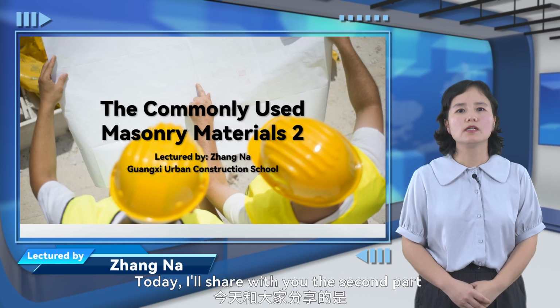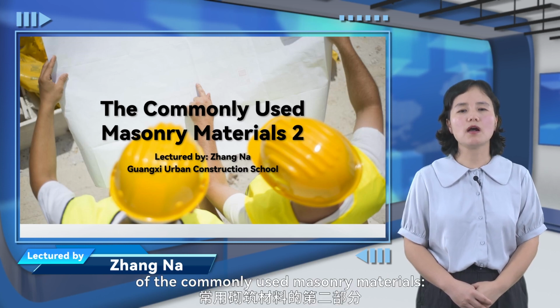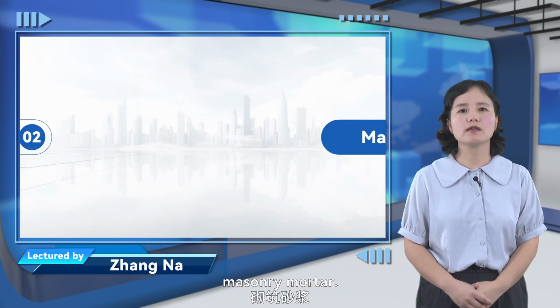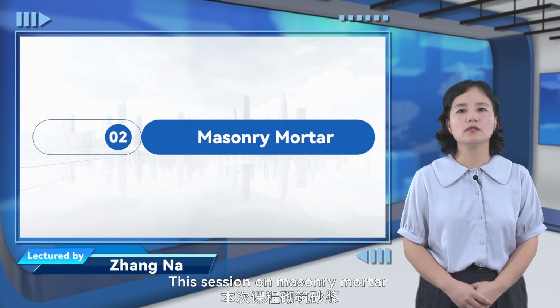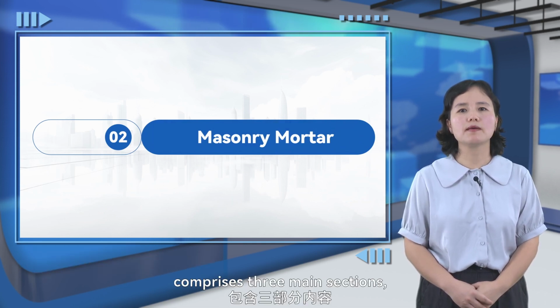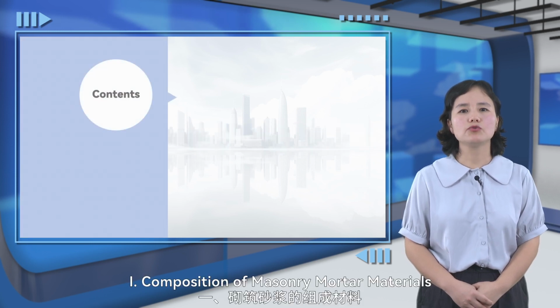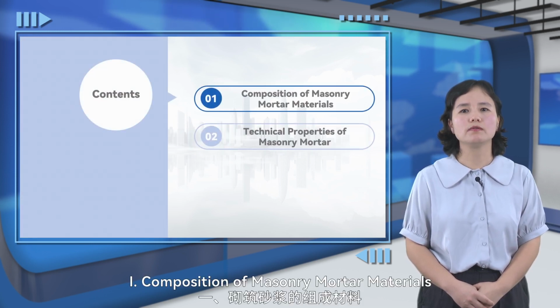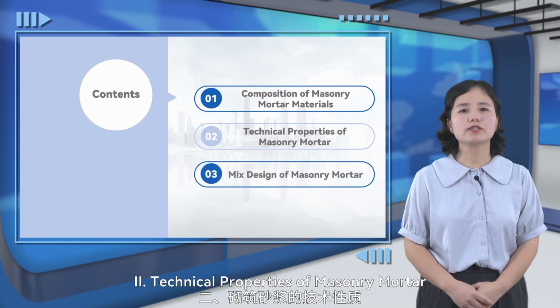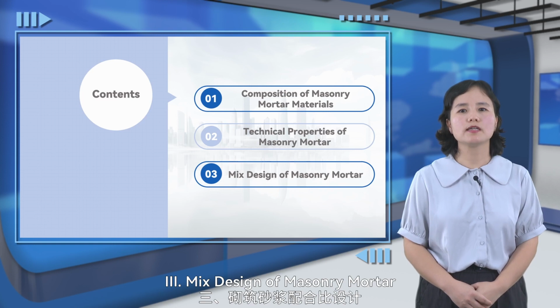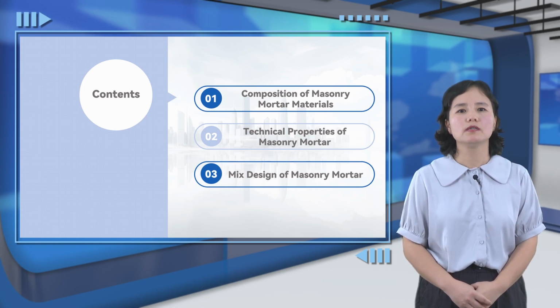Today, I'll share with you the second part of the commonly used masonry materials, masonry mortar. This session on masonry mortar comprises three main sections, which are 1. Composition of masonry mortar materials. 2. Technical properties of masonry mortar. 3. Mixed design of masonry mortar.